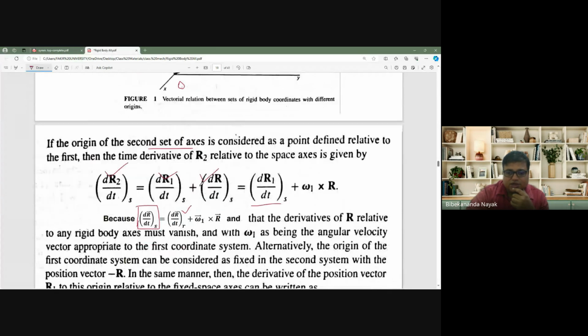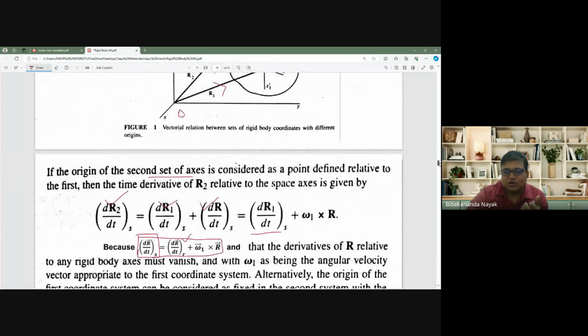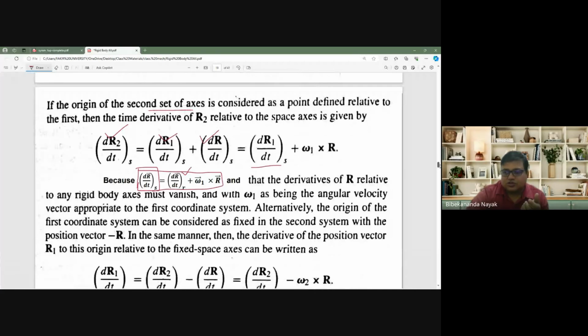This is a general equation. But dr by dt in rotation: r is a fixed vector in the body set of axis, because the distance between any two points in a rigid body is fixed. That means r is fixed, a fixed vector in the body set of axis. So dr by dt will be how much? 0. So dr by dt is equal to 0, and this term is 0.